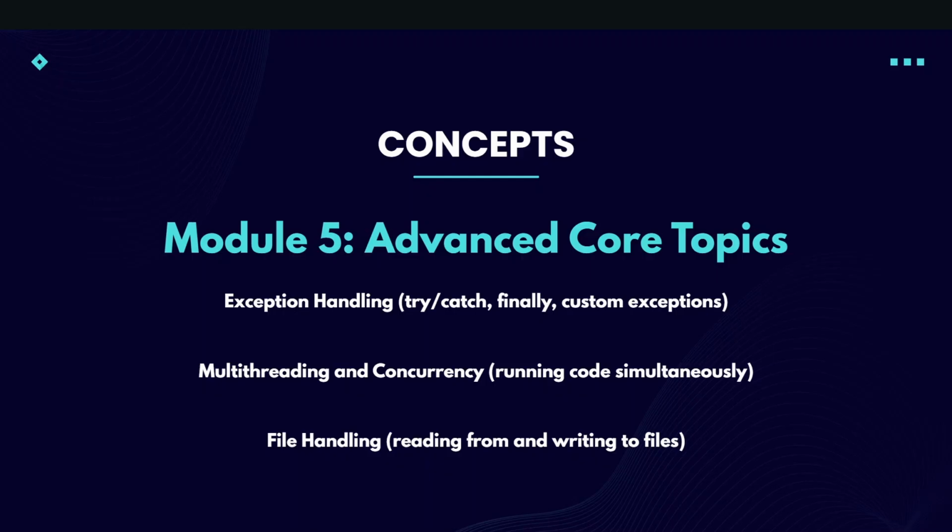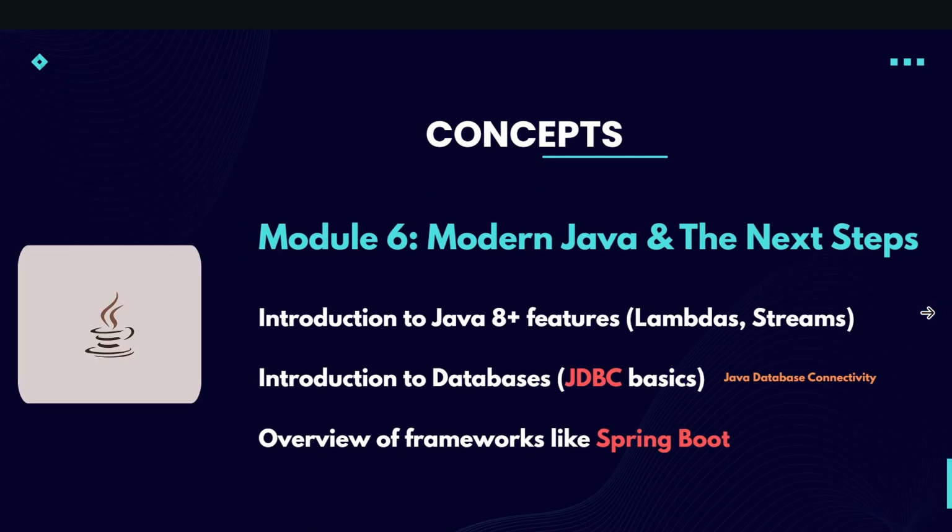The next one is multi-threading and concurrency, running code simultaneously. Then file handling: reading from a file, writing to a file, and updating another file with the help of the current file. These are all things that we are going to see in this playlist. Then the final module: introduction to Java features, lambdas, streams, servers, database connections, JDBC, that is Java Database Connectivity, and an overview of frameworks like Spring Boot. Actually, Spring is there, and Spring Boot is the extension. We are going to cover it, no problem.